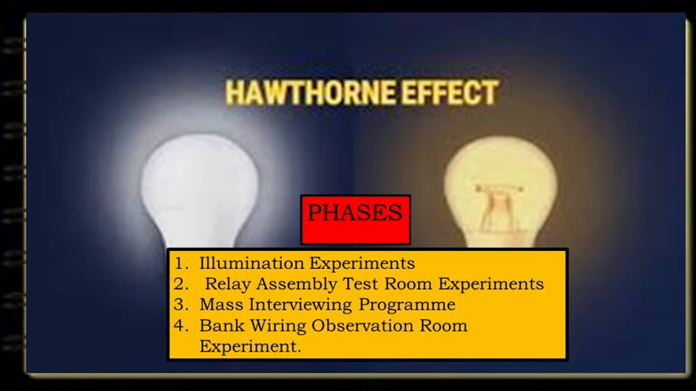Then there was another experiment. A small group of workers were placed in a separate room. एक अलग रूम में रखा गया. And a number of variables were altered. ठीक है, अल्टरेशन किया गया. किसमें? Wages were increased.